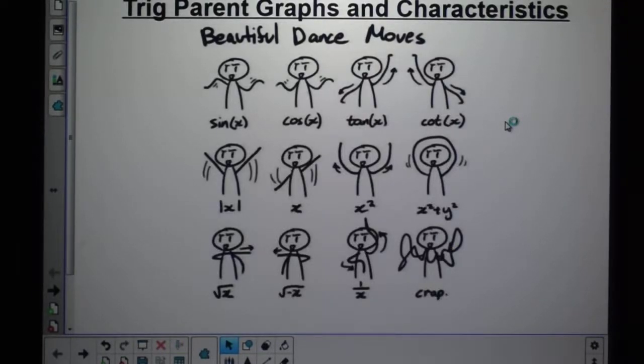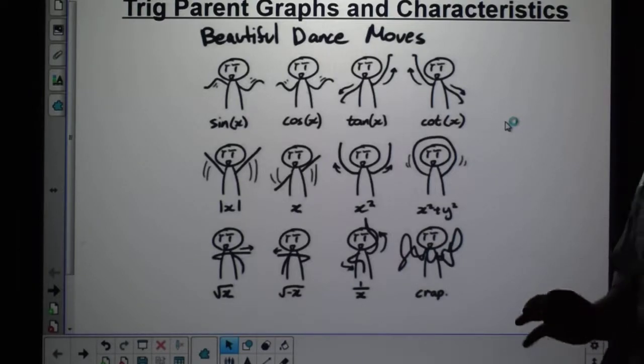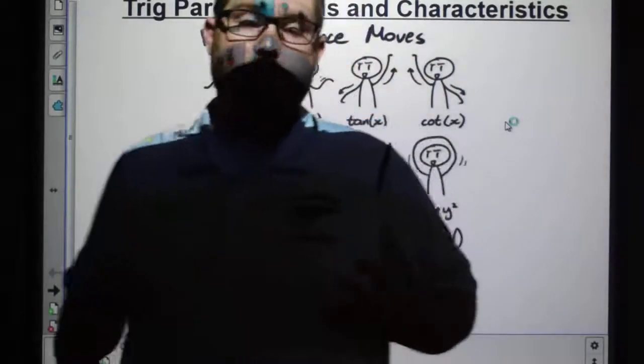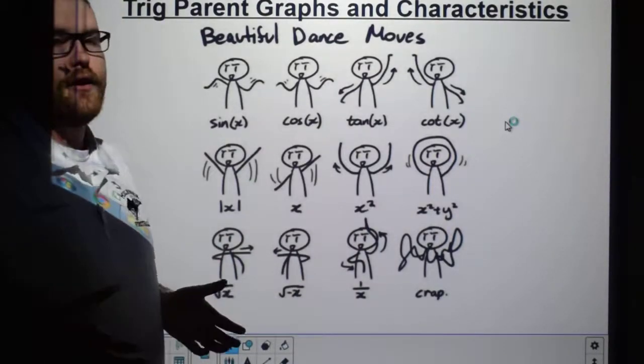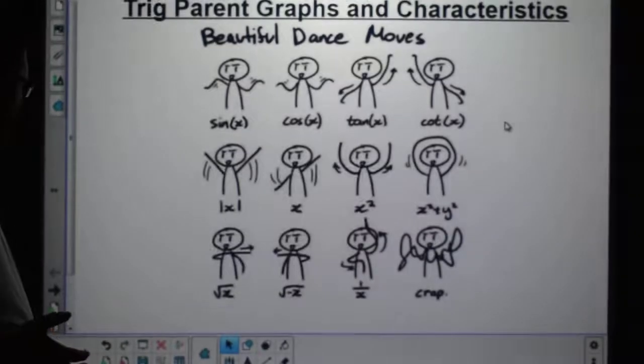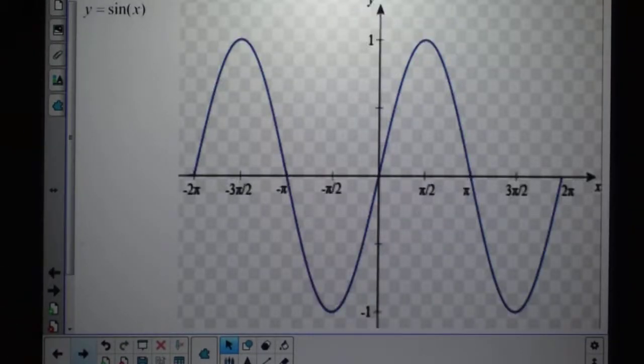Hello everyone, today we're going to talk about the trig parent graphs and we'll talk a little bit about their characteristics. We'll talk much more about this in class. Today I just want to give you some idea of what these trig parent graphs look like. Okay? The first one we'll talk about is sine.